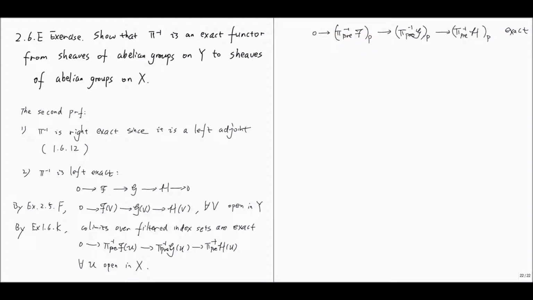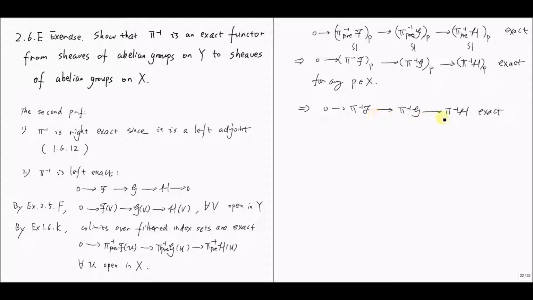And since the sheafification will preserve the stalks and the exactness, we get a sequence of stalks of the inverse image of F, G and H. So finally we will get the left exactness of this sequence of inverse images. So we have both the right exactness and left exactness.